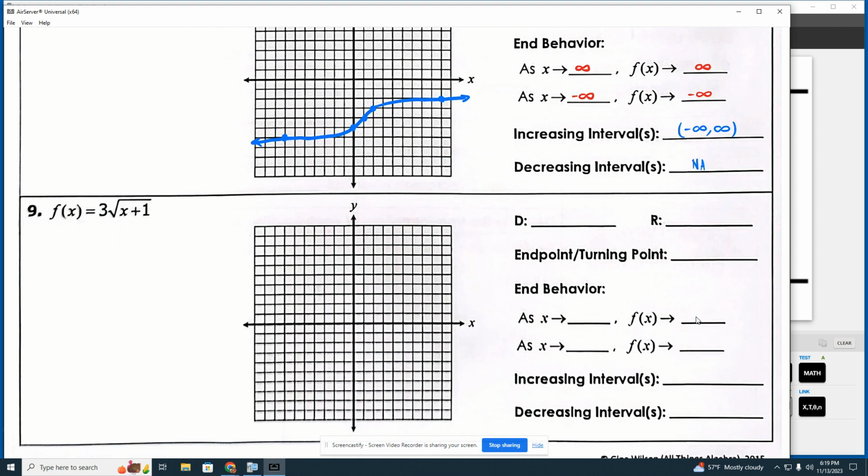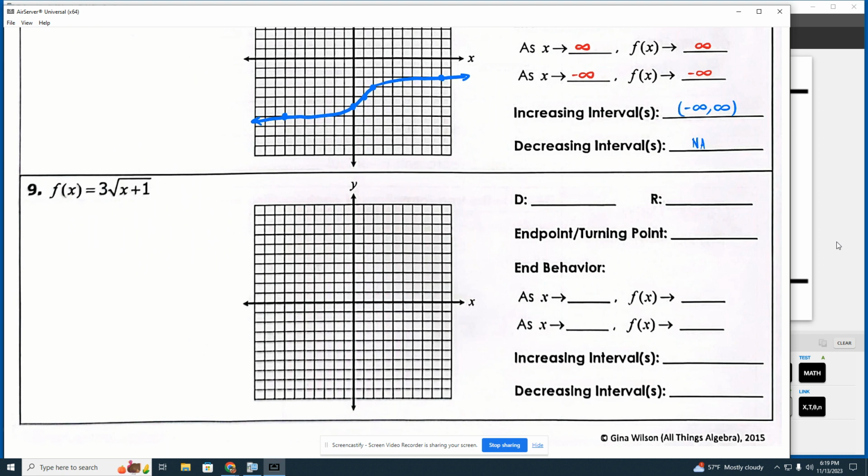Now let's go to number 9. Actually, before I go to that, let's find our endpoint or our turning point. Whether it's the endpoint or turning point doesn't matter. You know that your h, k is your endpoint or your turning point. So remember, if that looks like a +1 on the inside, what does it actually mean? It means it's a -1. And what's your k value out here? There's nothing being added or subtracted. It's 0. Now, which one is it? Is it endpoint or turning point? Well, it's all about the root. That's square root. Square root's going to be an endpoint. That's where it's going to start. So let's see if that's right.